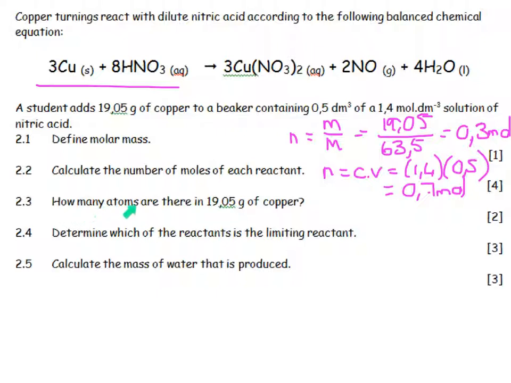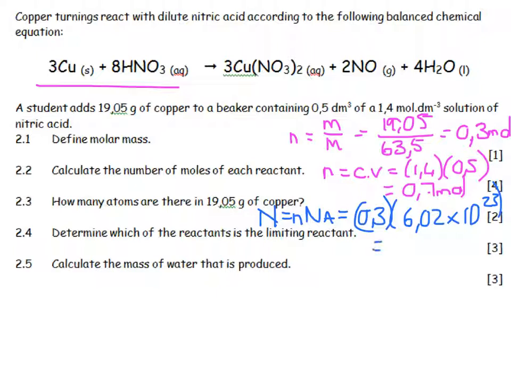2.3, how many atoms are there in that mass of copper? Well, I know how many moles there are, so I can calculate the number of atoms. Number of elementary particles is number of moles times Avogadro's number. So it's 0,3 multiplied by 6,02 times 10 to the 23, and I'll end up with 1,81 times 10 to the 23. And what are we talking about? We're talking about copper atoms.